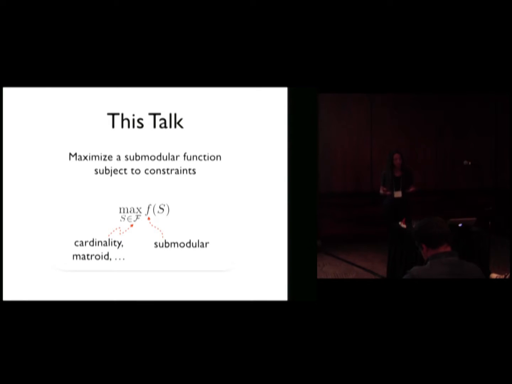In this talk, I'm interested in maximizing submodular functions subject to any constraint. We could have a constraint like a cardinality constraint, where we want to pick at most k elements, or a matroid, or anything. The function is not necessarily monotone.